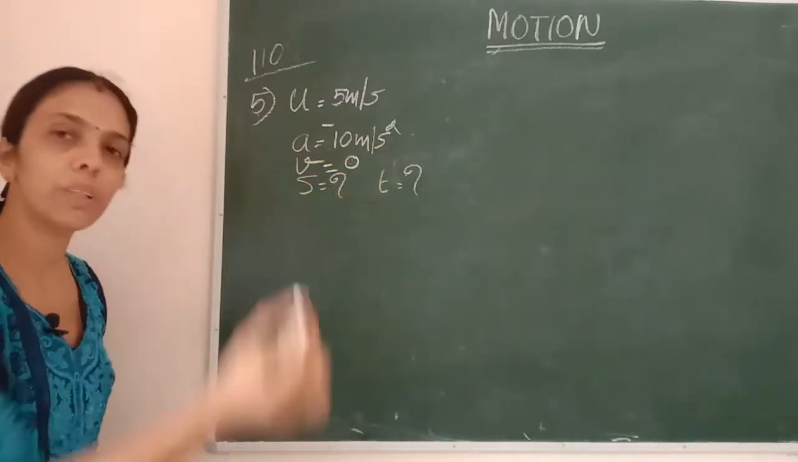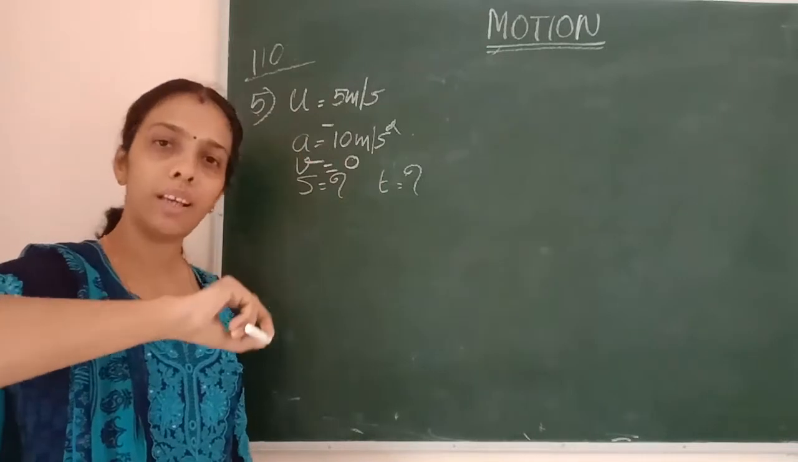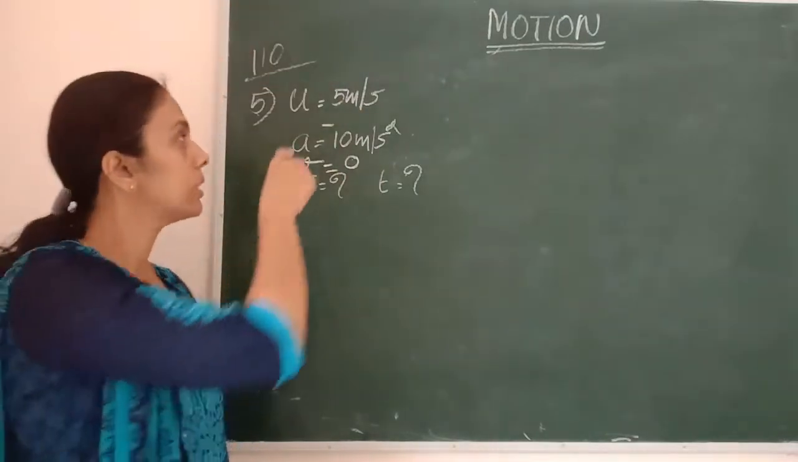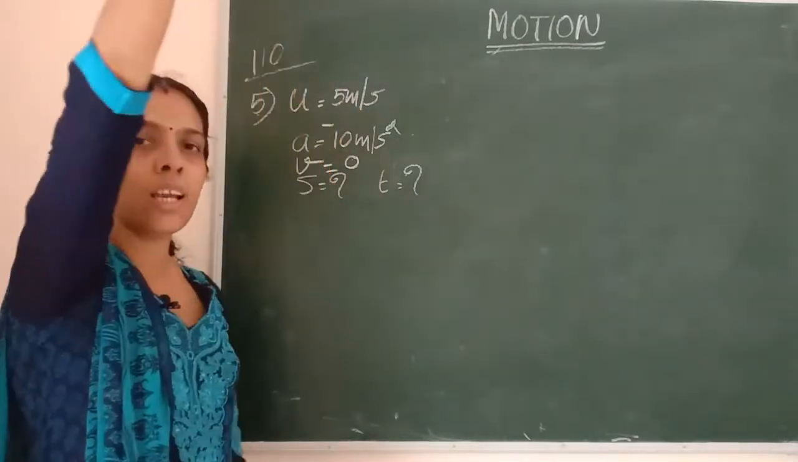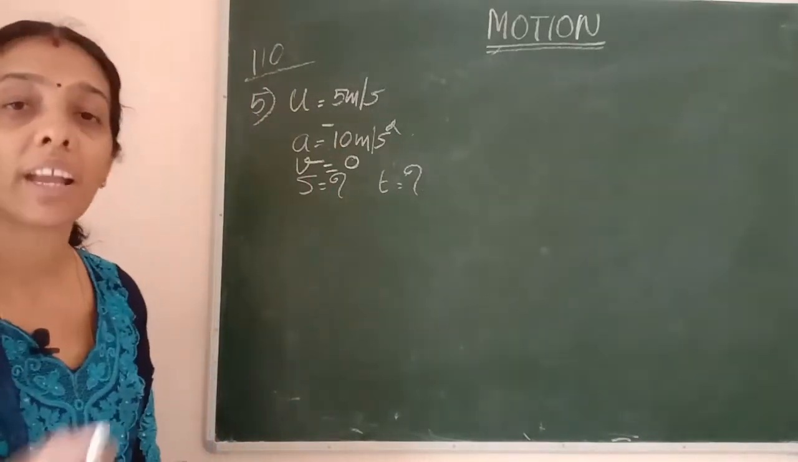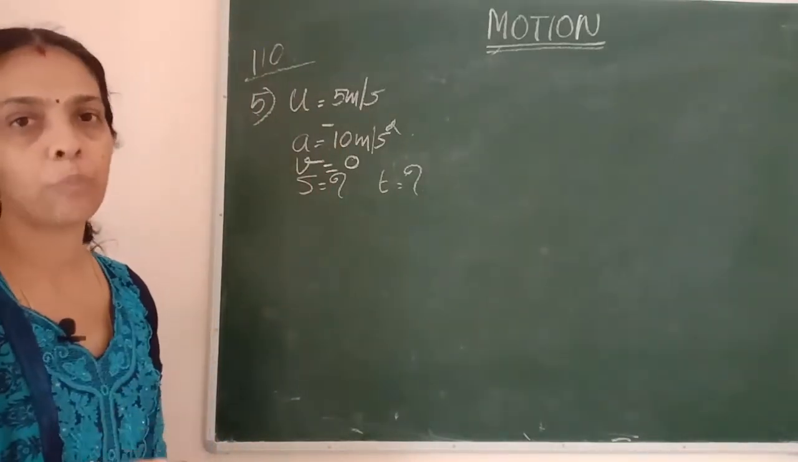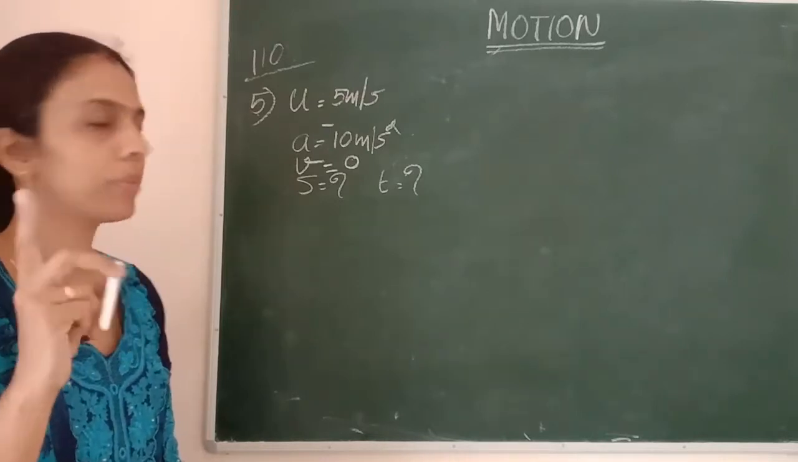If you are throwing with some velocity, that velocity will be the initial velocity. On reaching the maximum height, the final velocity will be 0. That is the main thing you should remember.